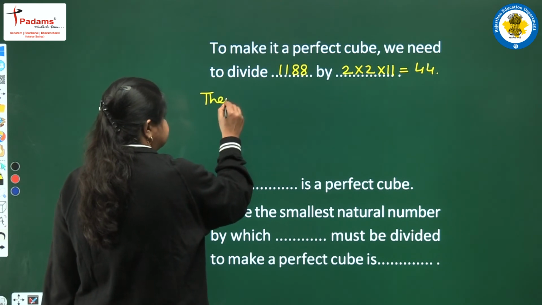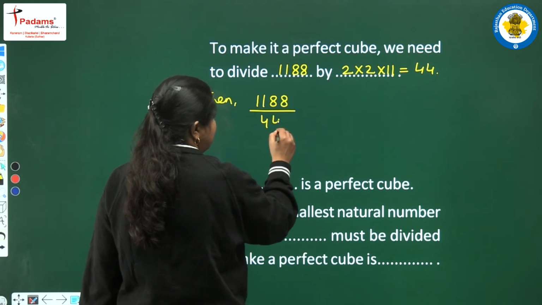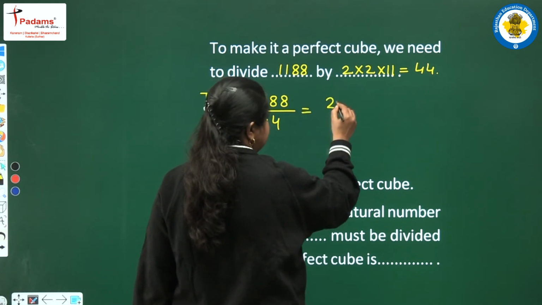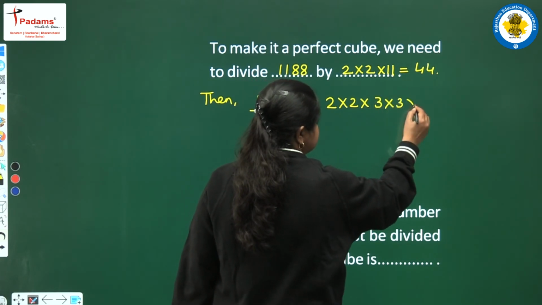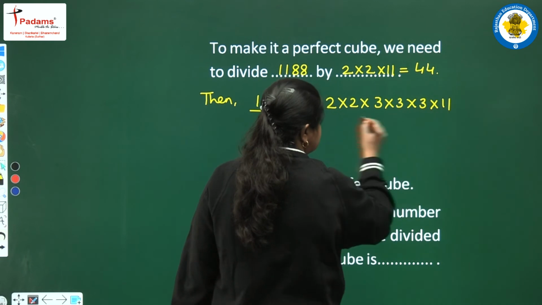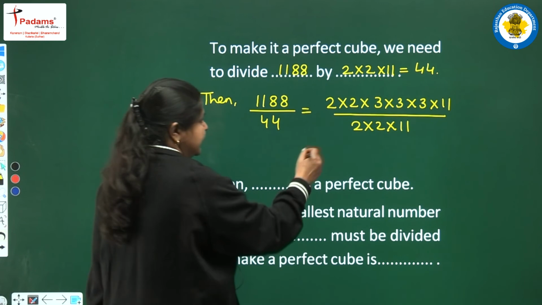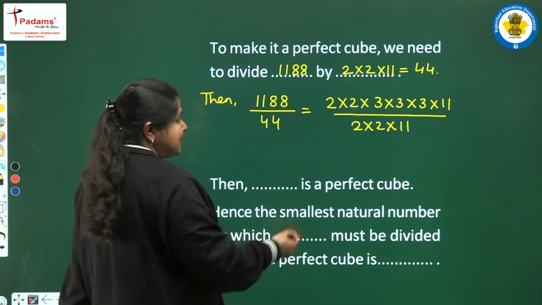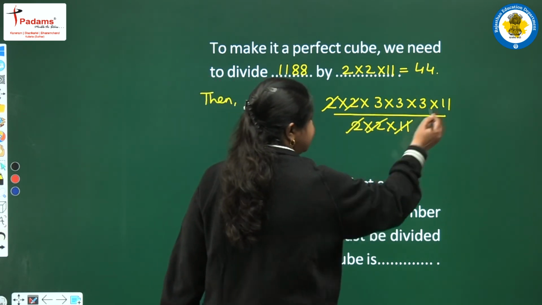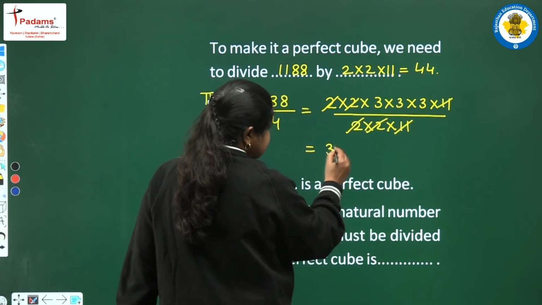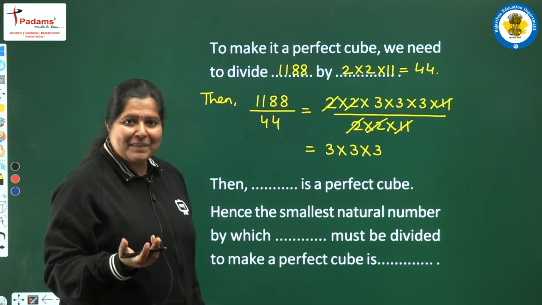So then if we divide it by 44, what do we get? Here we have 2 into 2 into 3 into 3 into 3 into 11, और यहाँ हम डिवाइड कर रहे हैं 2 into 2 into 11 से, which is equal to 44. तो आप देखिए डिवाइड करने से ये नंबर्स कैंसिल हो गए, ये नंबर्स भी कैंसिल हो गए, और ये भी कैंसिल हो गया, और जो बच गया वो है 3 into 3 into 3, and this is a triplet.